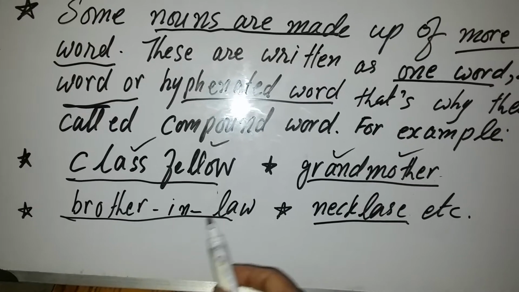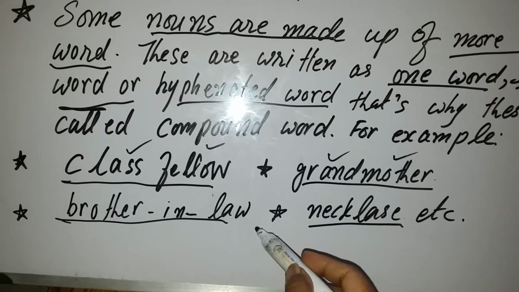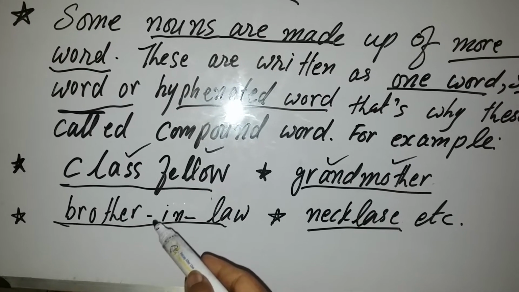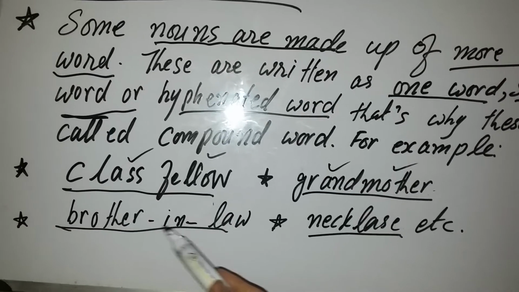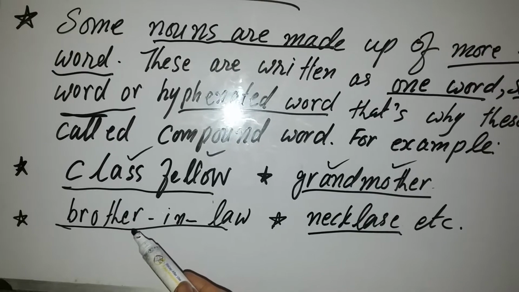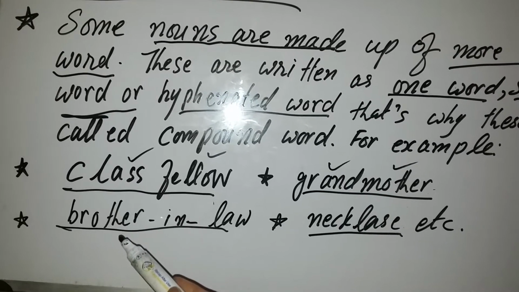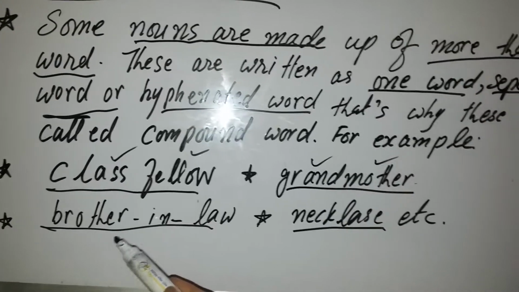Now look at the third one, brother-in-law. Now these are three words, brother-in-law. We have combined these three words by using hyphens. So this word is called hyphenated word, and this is also called compound noun with hyphens.